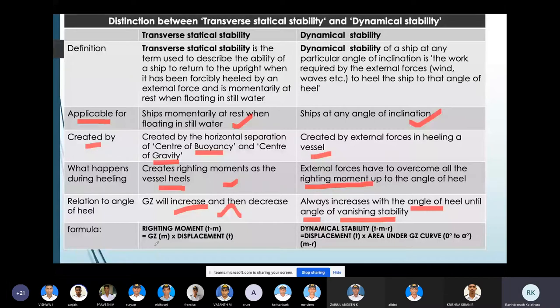Formula for righting moment is GZ into displacement. For dynamical, it is displacement into area under the GZ curve up to whatever degree, from 0 to theta degree, or whatever degree is given to you. Okay, so these are your basic differences between static and dynamical.